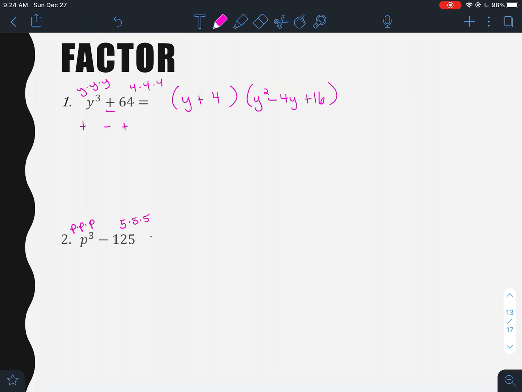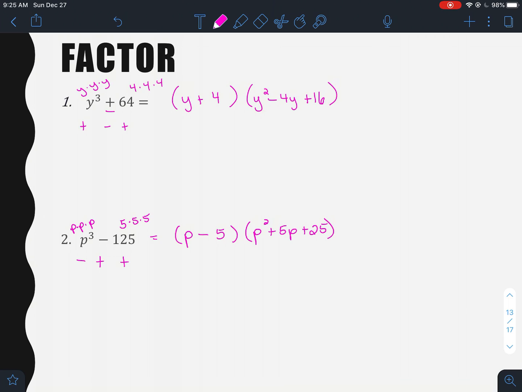The next one looks to be like a difference of two perfect cubes. p cubed is p times p times p. 125 is 5 times 5 times 5. So when I factor it, I have a short parentheses, then a longer one. The first parentheses is going to be p minus 5, since it's a difference of two perfect cubes. And then square it, so p squared, and square 5, and you get 25. Then multiply them, and you get 5p.